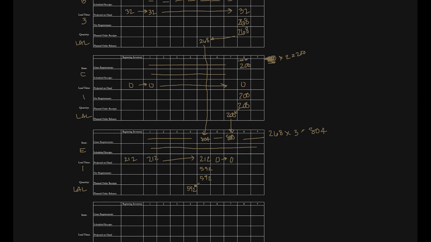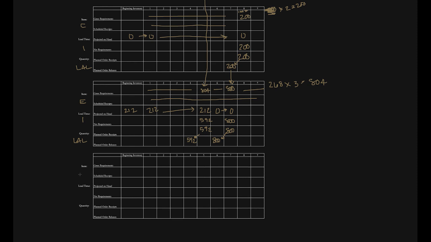We need to give away 800. We have 0, which means we need to order. Need 800. We're going to plan on ordering 800. When are we going to plan on ordering those 800? 1 week back. Which brings us to the problem we've been trying to solve the whole time. F, the material requirements plan for F.